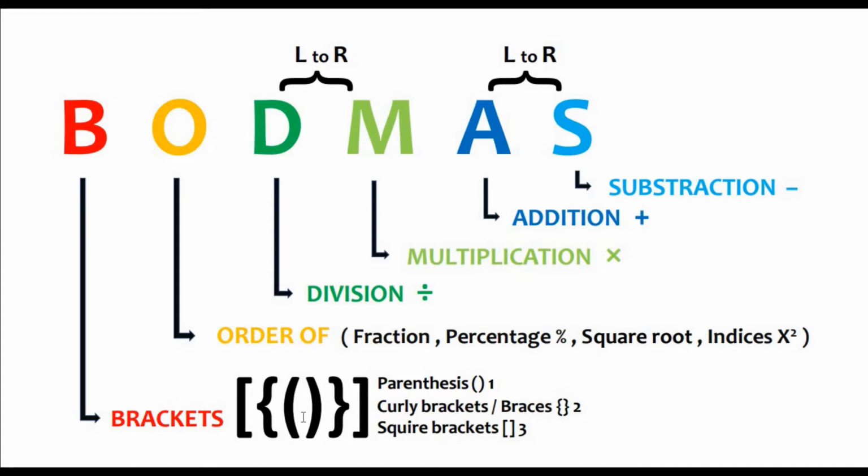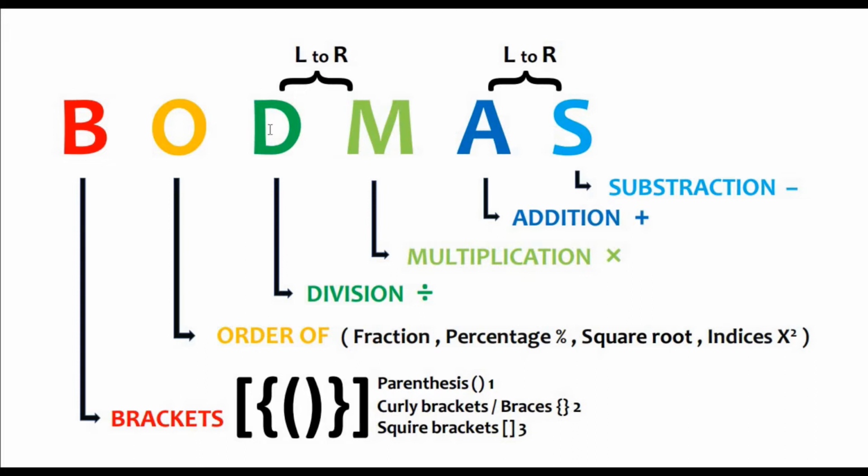Secondly, the order of. In this category, you have four sections: either it can be fraction, percentage, square root, or indices, or to the power of. So if you get any of these, you need to sort them first before moving on to the next operation. Next is division and multiplication. They do not have precedence or priority over each other. They are on the same level. You can handle them simultaneously, but you need to follow the left to right rule. That means whatever is on the left, you need to do first and systematically move on to the right.